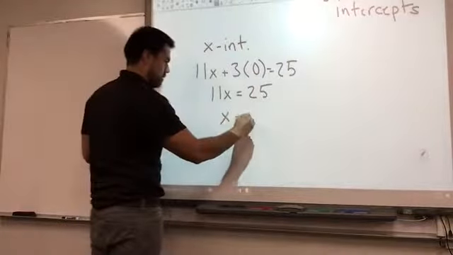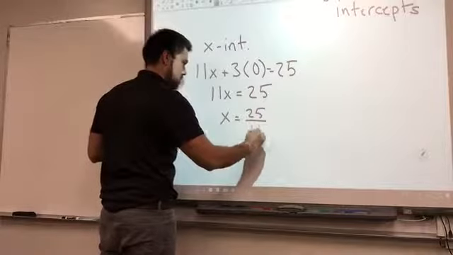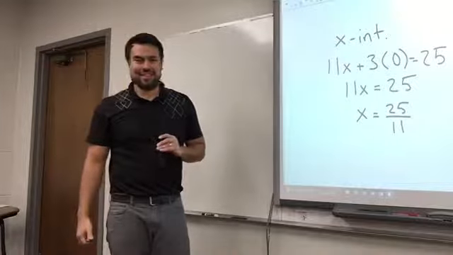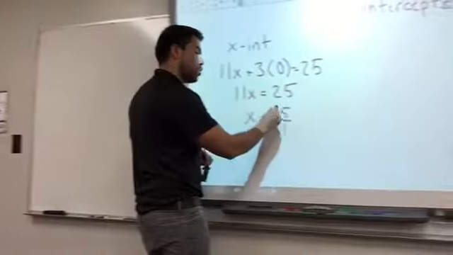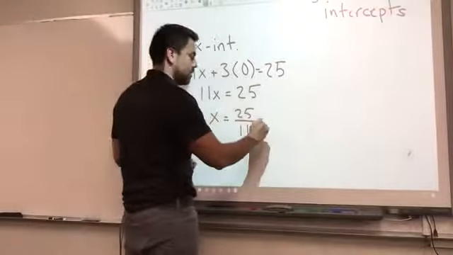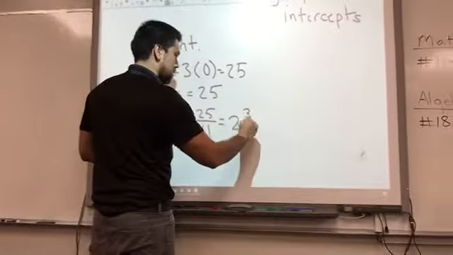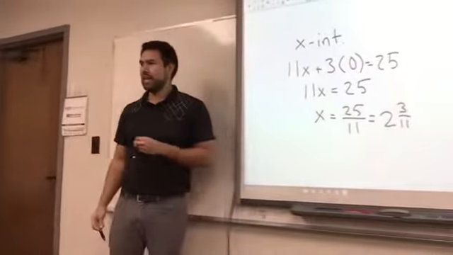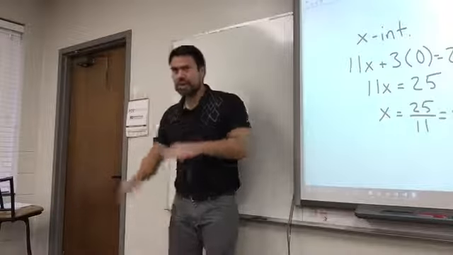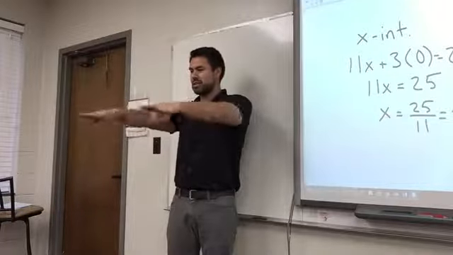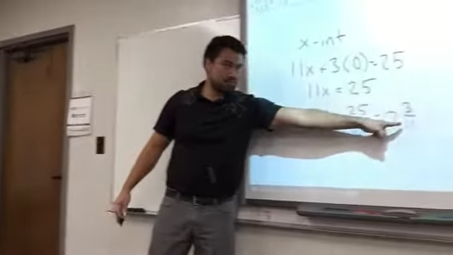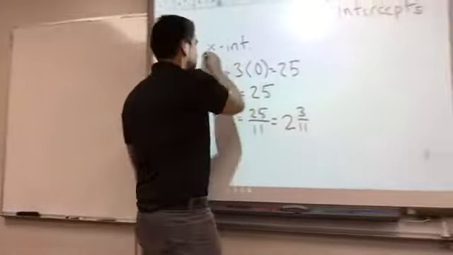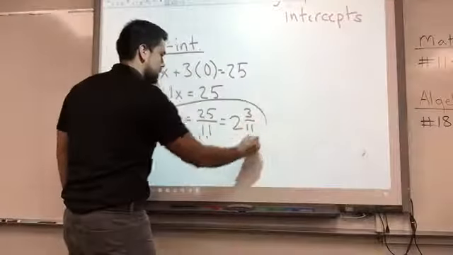So what does x equal? 2 and 3 11ths. Okay, you can call it 25 11ths, and some of you are already getting it, 2 and 3 11ths. Either one is okay. So where does this line hit the x-axis? Where does it hit my x-axis here? At 2 and 3 11ths, or 25 11ths, okay? That's the x-intercept. And I'll circle this.